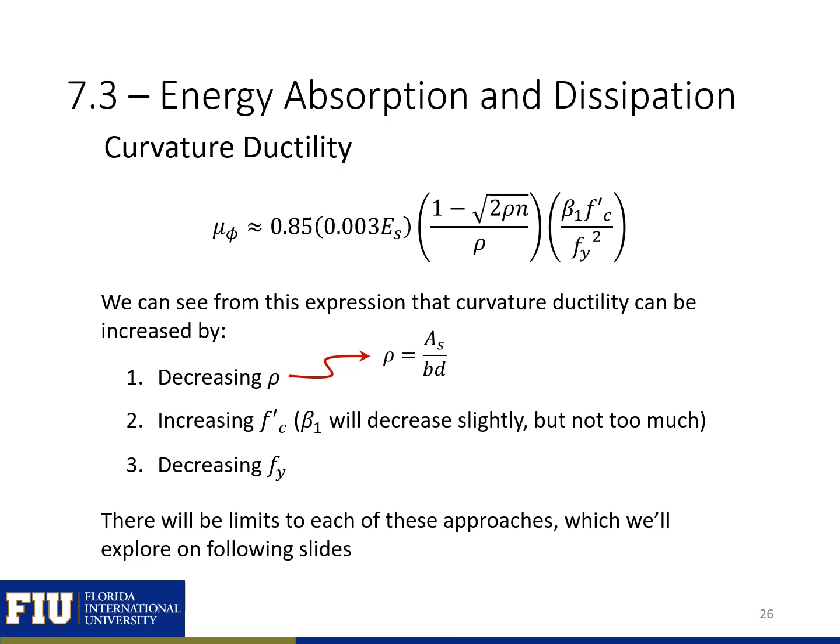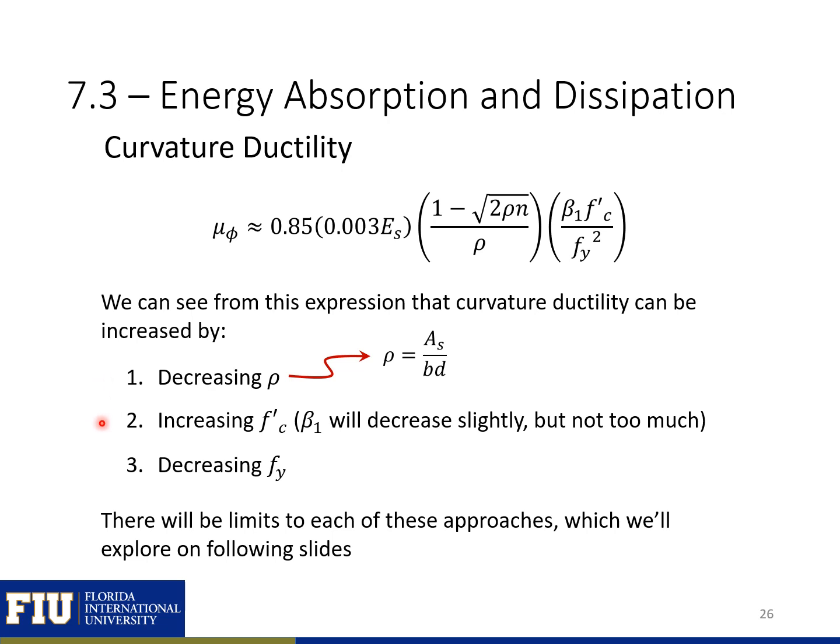So we can see that first, if we decrease our rho, our reinforcement ratio, it will increase our curvature ductility. Decreasing rho will ensure that our steel is yielding and our ductile steel is further on the yield plateau or in the strain hardening region. So that'll mean that we have an increased ductility.